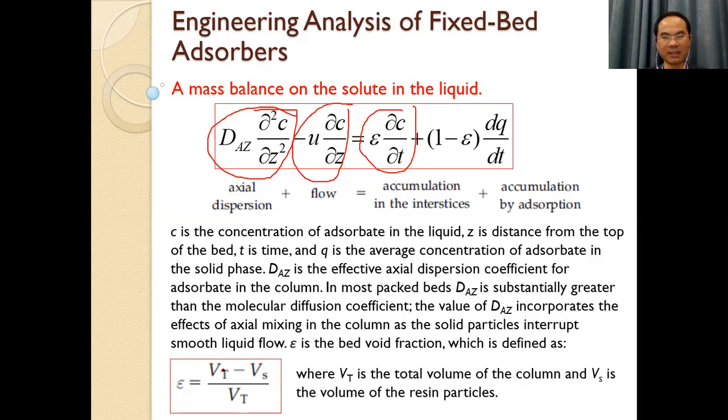And also mostly we can cancel D_Az. D_Az means diffusivity in axial dispersion. But mostly D_Az, or axial dispersion, is greater than molecular diffusion. Molecular diffusion is diffusion between molecules. That's right. Okay, for this we can incorporate that in the adsorption analysis also.